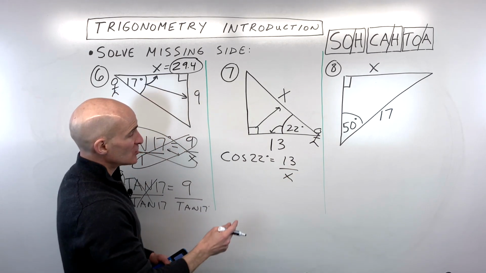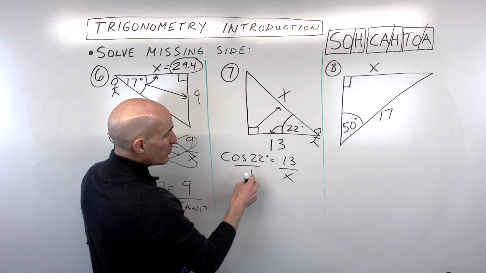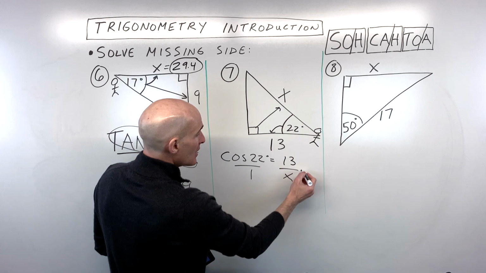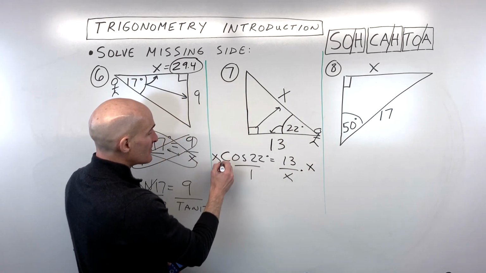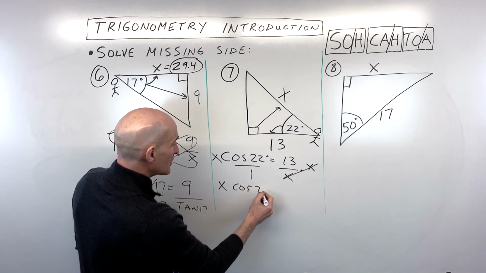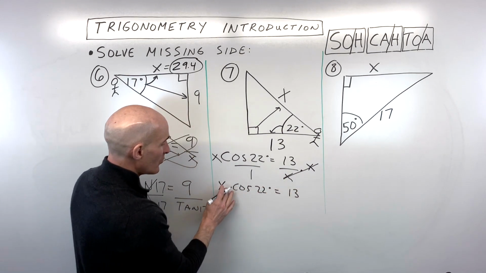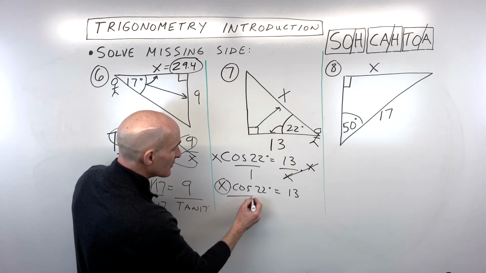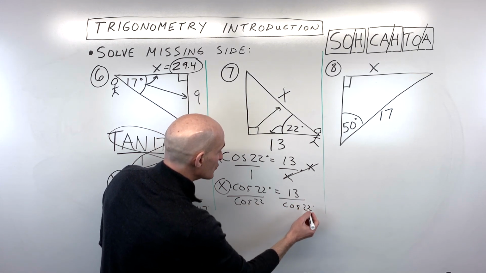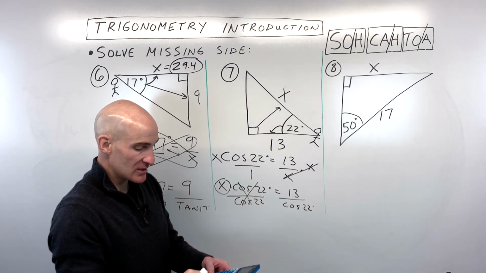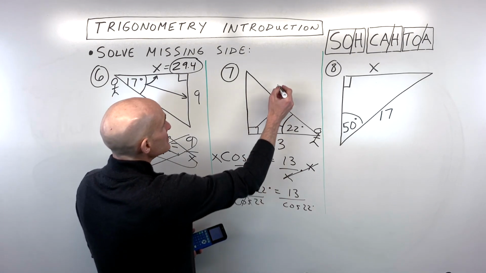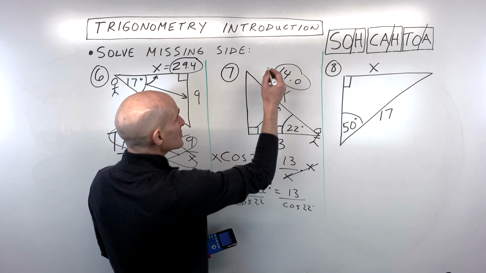And now we can do that little trick where we cross multiply or switch these on the diagonal. So whichever one you're most comfortable with, or if you don't like either of those, you can do what we did earlier, which is to multiply both sides by x. Those cancel. Now we have x times the cosine of 22 degrees equals 13, but we want to get x by itself, so instead of multiplying by cosine of 22, we're going to divide both sides by cosine of 22 degrees. And now you can see 13 divided by cosine of 22 gives us x, and that is about 14.0 if we round to the nearest tenth.